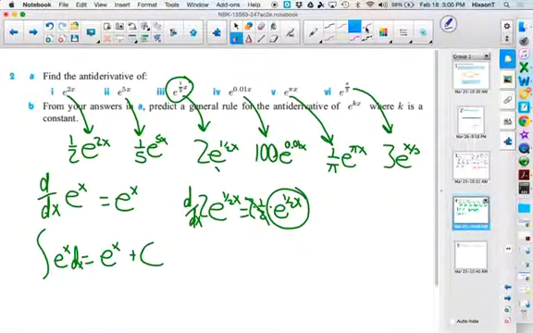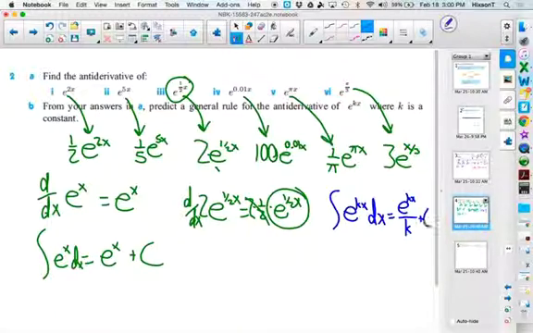The rule for this, if I'm taking the integral of e to the kx with respect to x, I'm going to have e to the kx over k. We're multiplying by the reciprocal of whatever that k was. And then, of course, we've got the plus c.